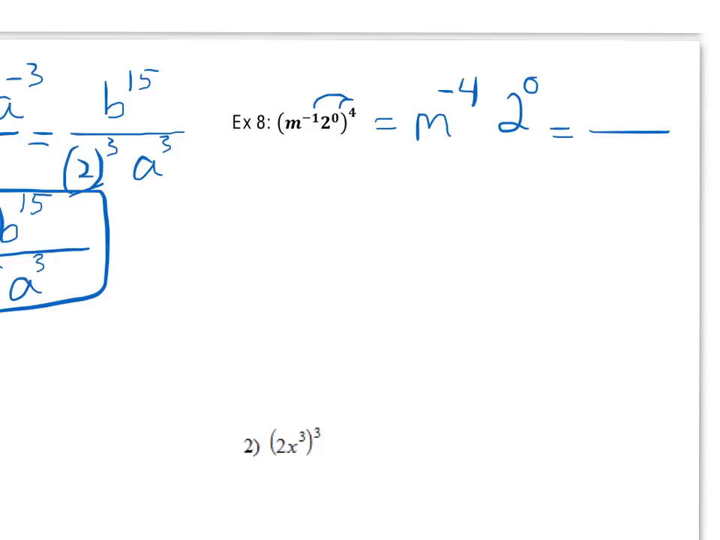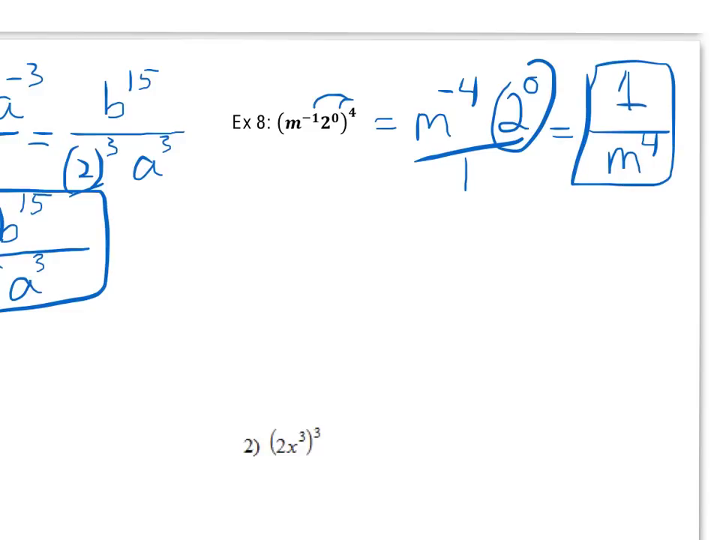Well, we can't have negative exponents or 0, so how do you get rid of a negative exponent? Flip it. It was in the numerator, and again, we know it's in the numerator. We don't have to show it as a fraction over 1, because if it's not a fraction, we know it's just over 1. But if you want to, you can show that. So then you move it to the denominator, m to the 4th. 2 to the 0 power, or anything raised to the 0 power, is 1. This would be your final answer.